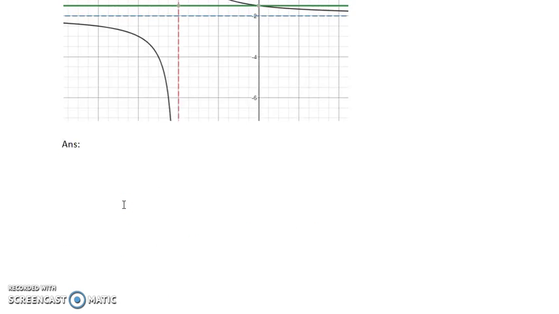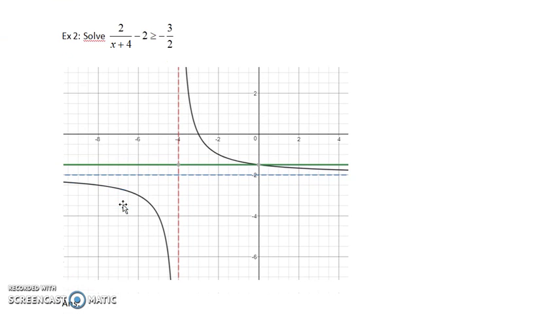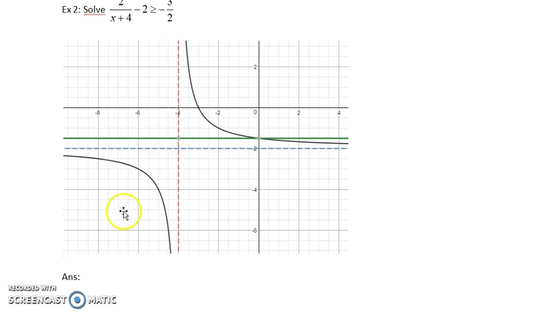So to answer the question, where is this function greater than or equal to negative 3 over 2? Well, it starts over here at this asymptote, which is excluded. It's not actually a part of the domain. And it happens until the point of intersection, which happens at x is equal to 0. And it's included because this allows for the point where they're equal. So the answer is x, an element of negative 4, excluded until 0, which is included.